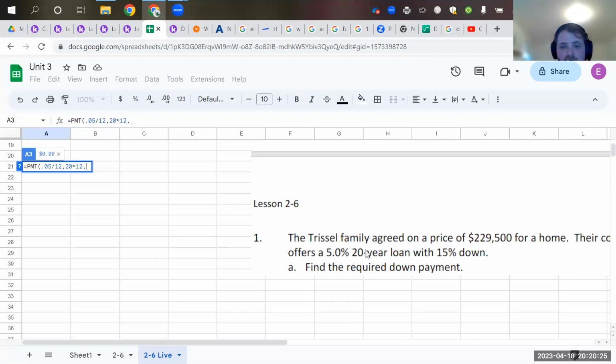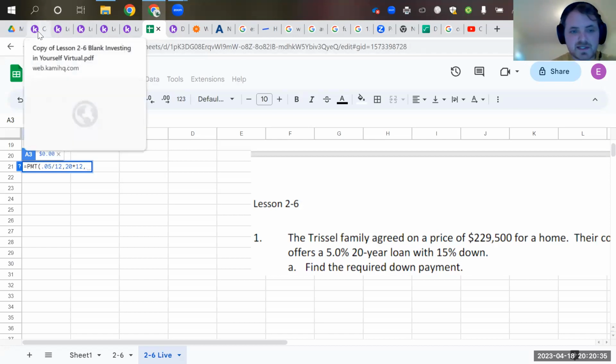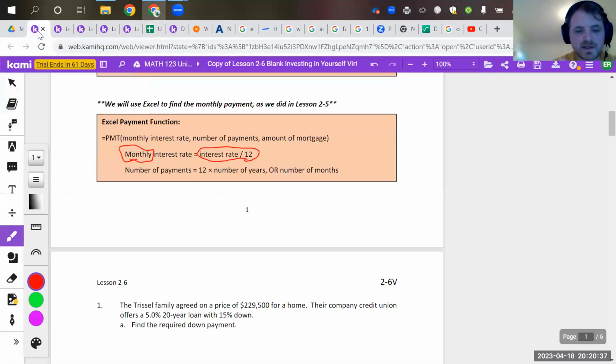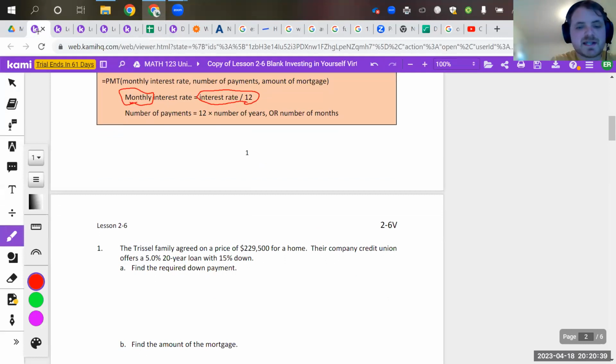Okay. And then the third thing is, well, I guess I'm jumping ahead right now. The first question is to find the required down payment. So the required down payment is a little bit more straightforward. Sorry, I'm getting excited here. It's because the required down payment is you need 15% of that number. So you just have to multiply by 0.15. Sorry for kind of jumping the gun there. I got excited.